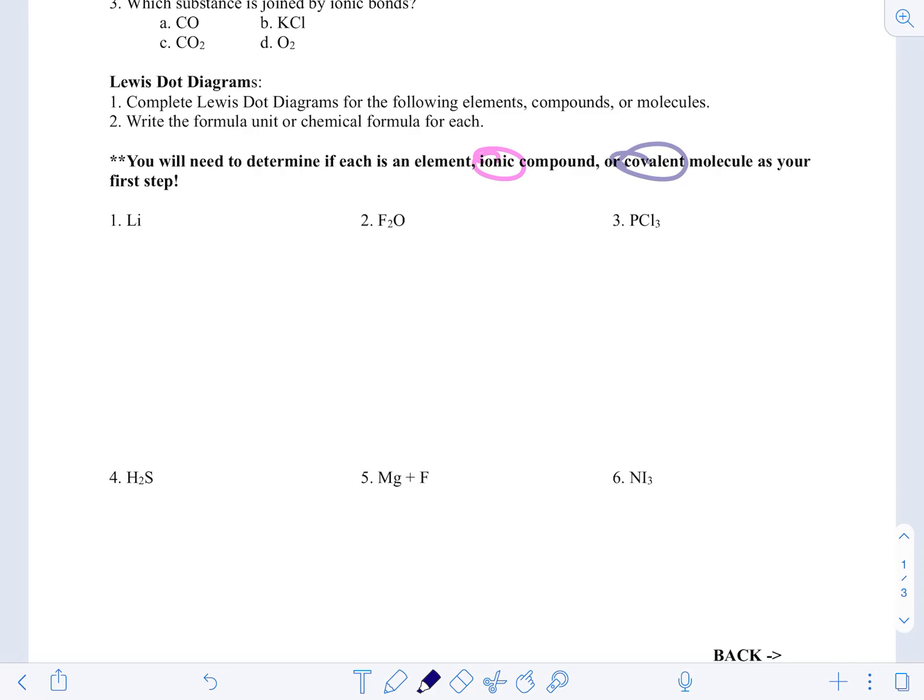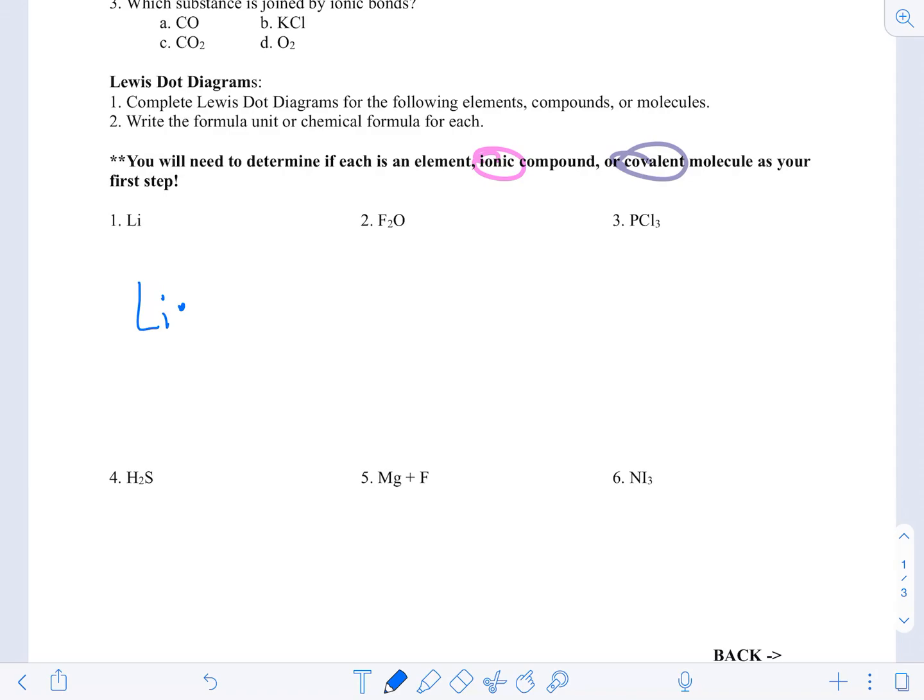Now obviously when you see an element by itself, you don't need to worry about if it's ionic or covalent. So lithium, you need to remember how many valence electrons it has. When you look on the periodic table, it should be in the first column, and notice that if it's in the first column, it has one valence electron. So that is all you have to do for that.